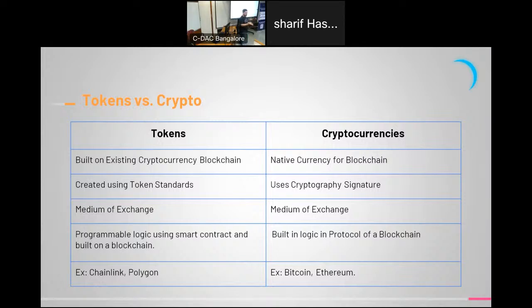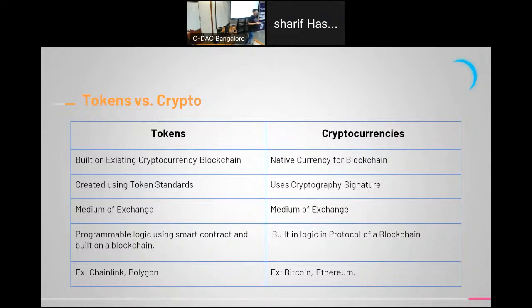So right now I talked about Bitcoin. I did some names, Ethereum also I did. What are these? These are cryptocurrencies. What are cryptocurrencies? These are native currencies for a specific blockchain. So for example, the currency that is used to run the Bitcoin network is called Bitcoin. The currency that is used to run the Ethereum network is called Ether, or generally people call it Ethereum. So these are currencies that are used to run that specific network.